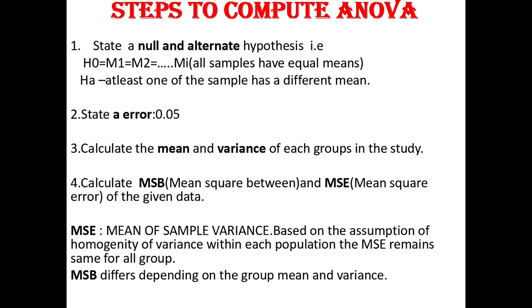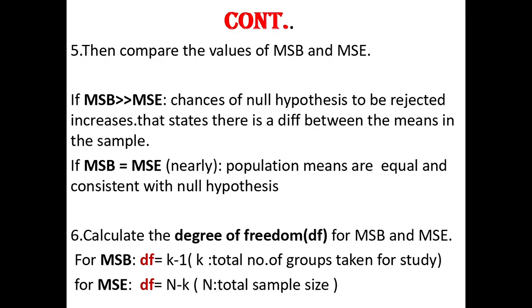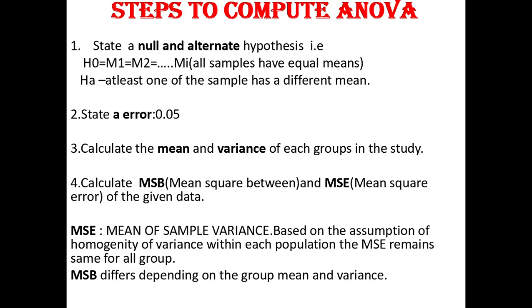Then the fourth step is calculate the MSB, that is mean square between, and MSE, mean square error of the given data. MSE means mean of sample variance, based on the assumption of homogeneity of variance within each population. The MSE, that is mean square error, remains same for all groups. MSB, that is mean square between, differs depending on the group mean and variance. Then step 5 is compare the values of MSB and MSE, that is mean square between with mean square error.